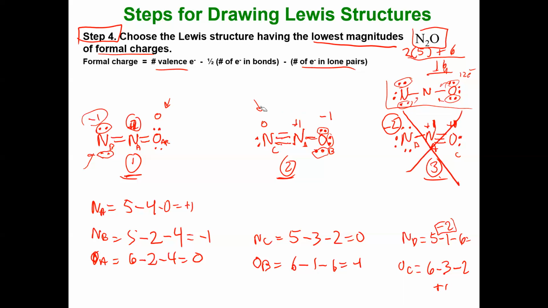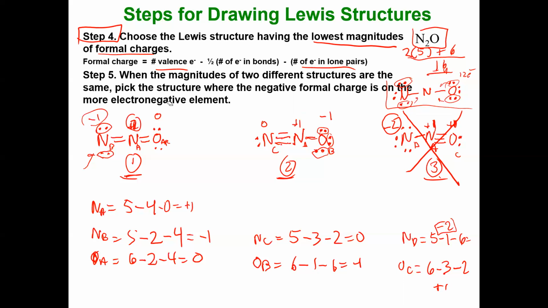Now how do I determine whether it's number 1 or 2? Well, that's the next rule. Rule number 5 says that when the magnitudes of 2 different structures are the same, pick the structure where the negative formal charge is on the more electronegative element. The magnitudes for 1 and 2 are the same. The central atom has a +1, one of the outer atoms has a 0, and the other outer atom has a -1. So we pick the structure where the negative formal charge is on the more electronegative element.